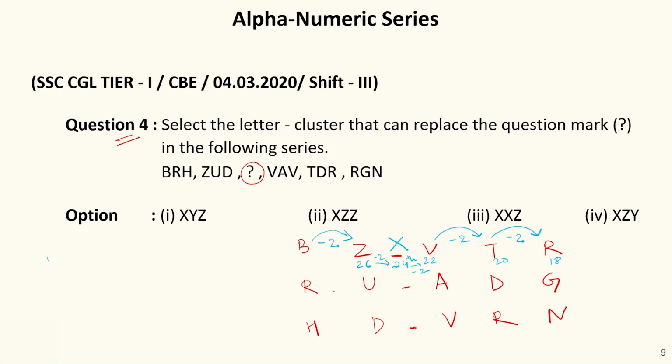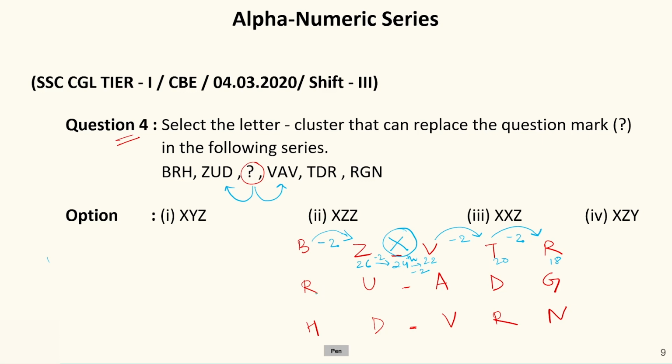Then let us check the other series. Now I also told you that whenever we are finding a missing element, we have to make sure that it is in relevance with both the previous term and the next term. So if I put X here, it follows logic with both Z and V. Therefore, X is the suitable option, right?